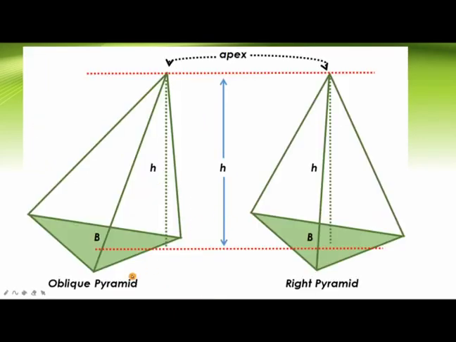Let's compare an oblique pyramid to that of a right pyramid. An oblique pyramid is one where the apex is not directly above the center of the base. Also, the lateral faces of an oblique pyramid are not congruent triangles. On the other hand, for the case of a right pyramid, all the lateral faces are congruent triangles. This indicates that the apex is directly above the center of the base.